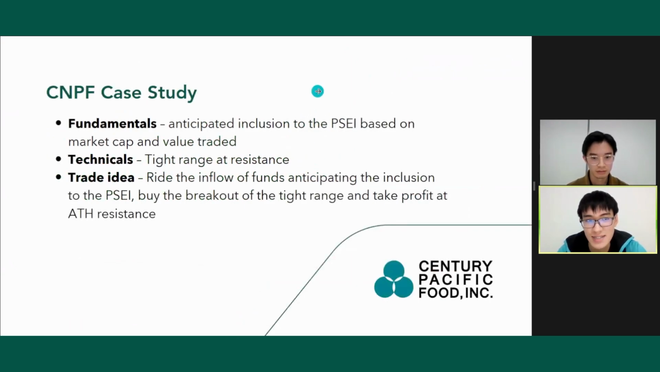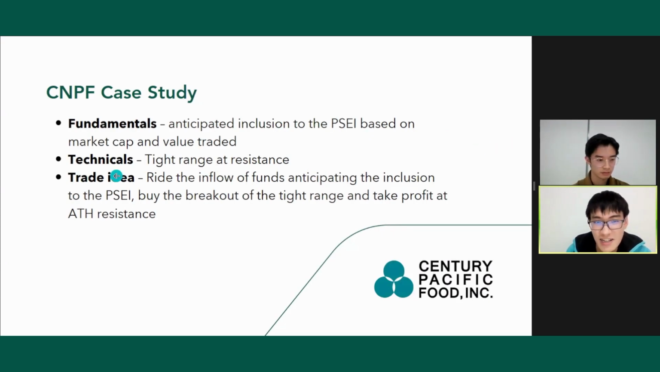Let's look at CNPF, so Century Pacific Food. So here, the fundamentals, this is the anticipated inclusion to the PSCI based on market cap and value traded. So these are the types of trades that I really love to trade. So based on my trading journal, I really love to trade the stocks for rebalancing. So yeah, this is sort of my favorite setup.